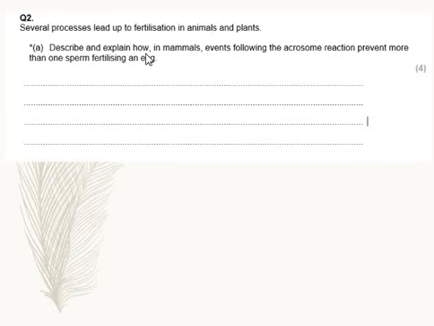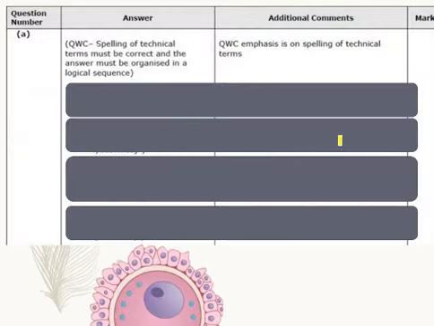Describe and explain how, in mammals, events following the acrosome reaction prevent more than one sperm fertilizing an egg. If you stop the video here and answer this, please. Okay, so this question means that you actually have to spell any technical terms correctly. So anything that's in italics has to be spelled correctly in order for you to get the mark.